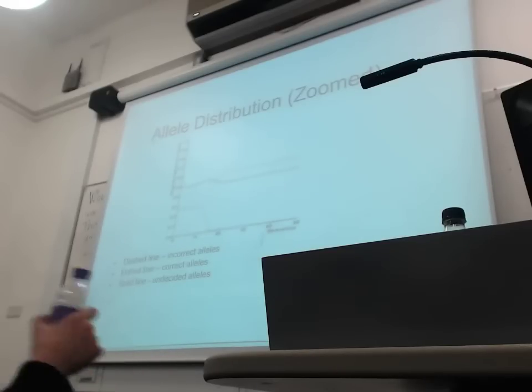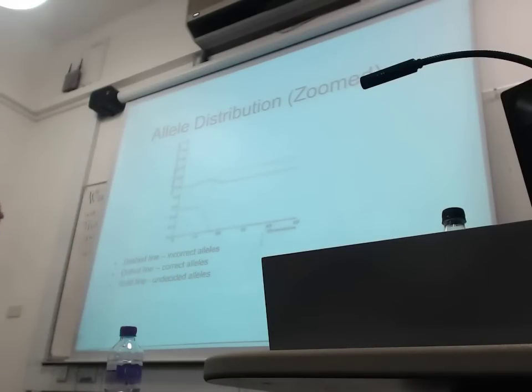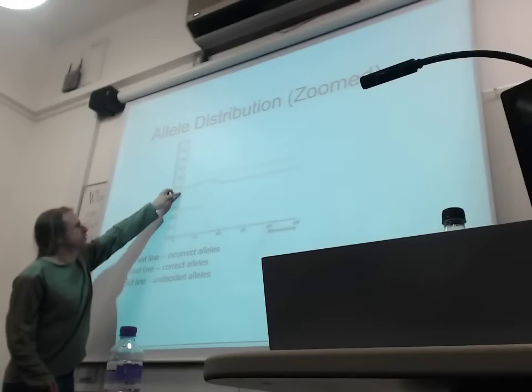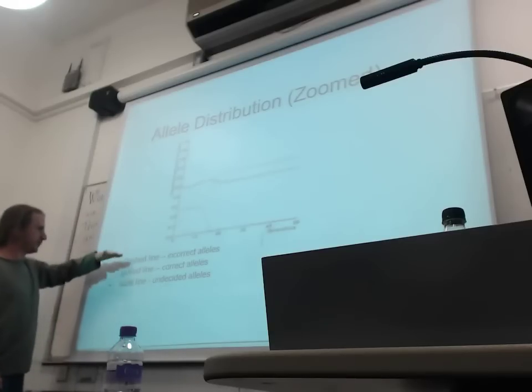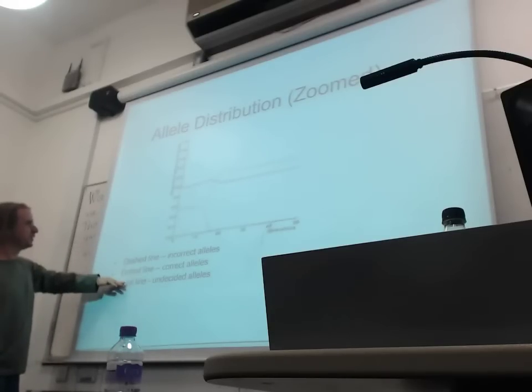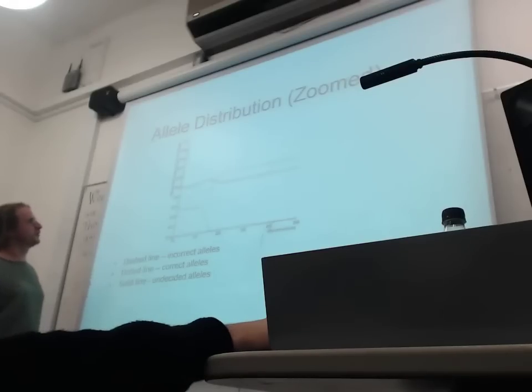So here I've zoomed in on the first 50 generations, where previously it was out to 800 generations. In the first generation, you can't tell from this plot what was happening, but there should have been 50% undecided alleles and 25% of each of the others. Yeah, it should have been 50-50 in the first generation.